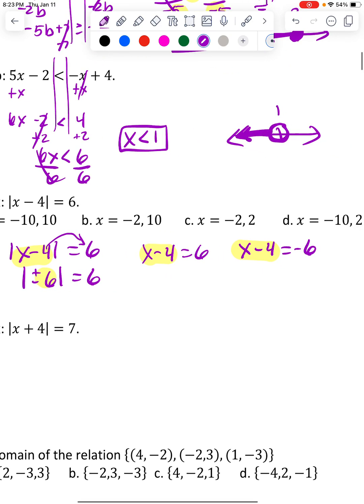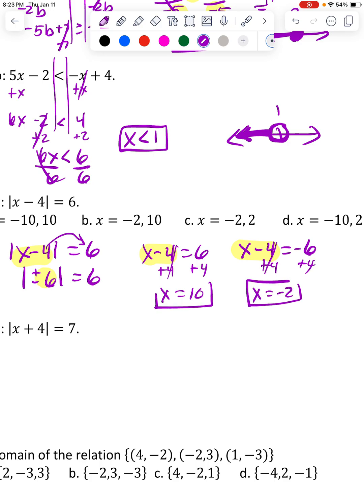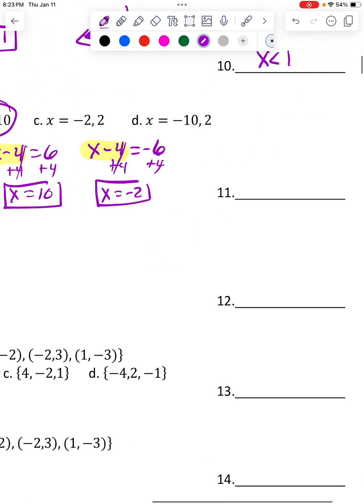So I get to solve both of these. So I solve them the same way. I add 4 to both sides. Here I get a 10. Add 4 to both sides. Here I get a negative 2. So these are the 2 options. So I get a negative 2 and a positive 10, which is going to turn out to be choice B.